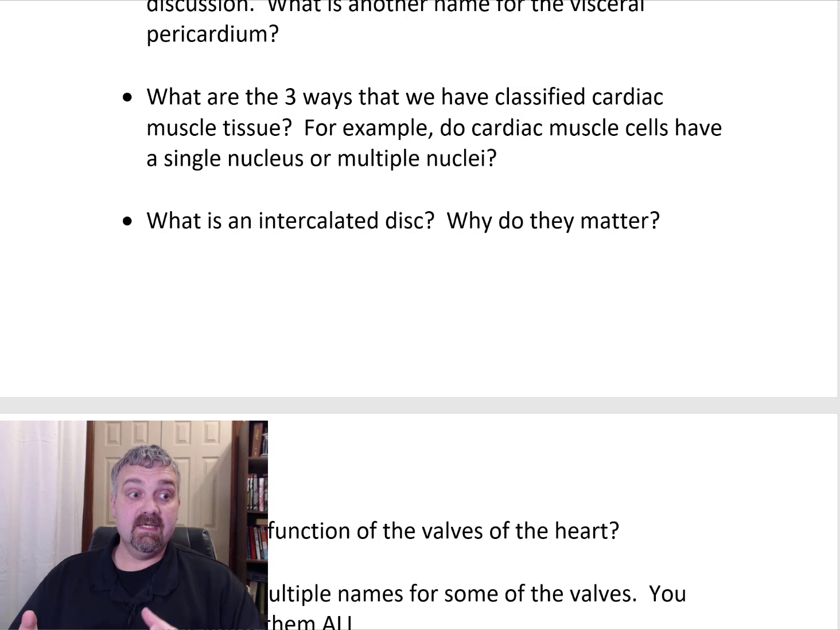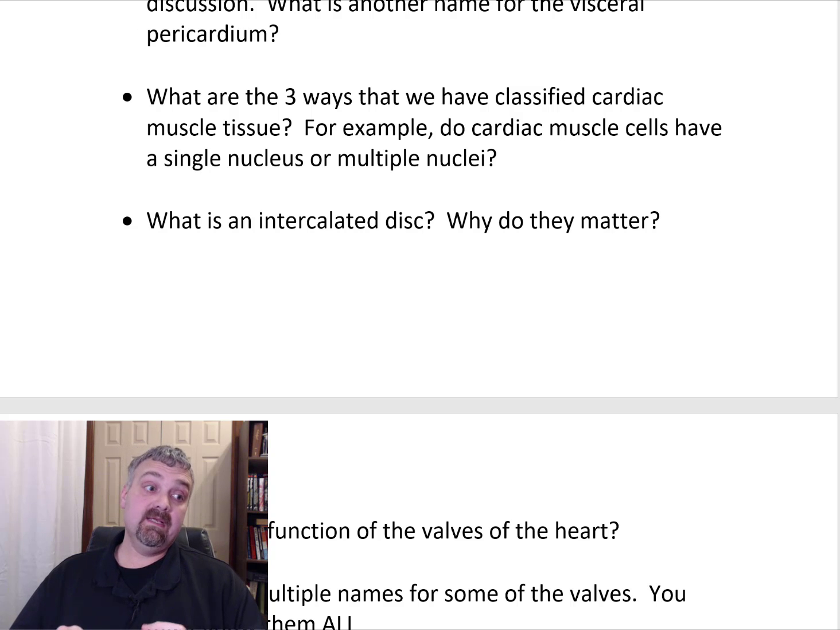Then the next one is cardiac muscle: voluntary or involuntary? Well, skeletal muscle is voluntary most of the time. You control it. Cardiac muscle is involuntary. You don't have to tell your heart to contract and relax. So it is striated. It is involuntary.